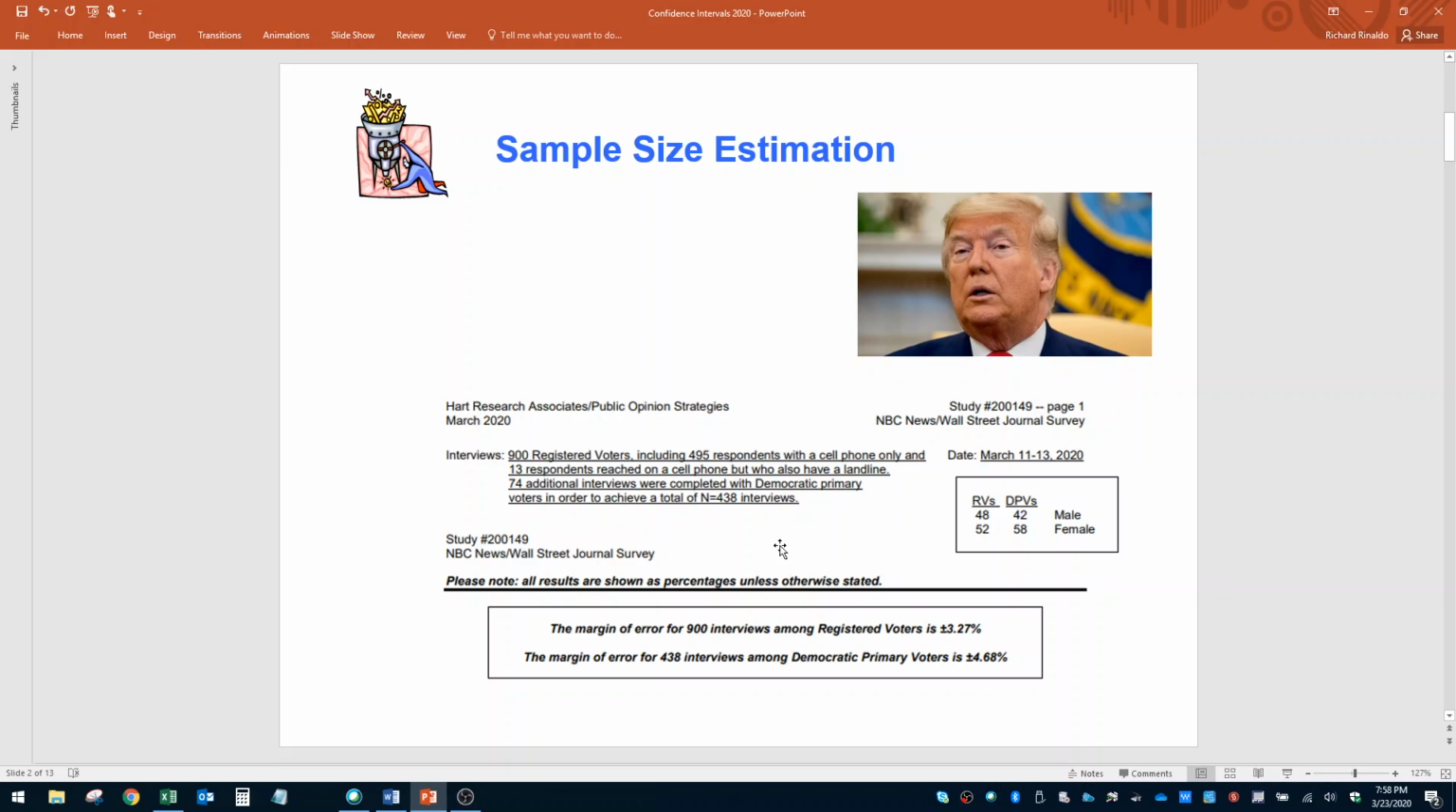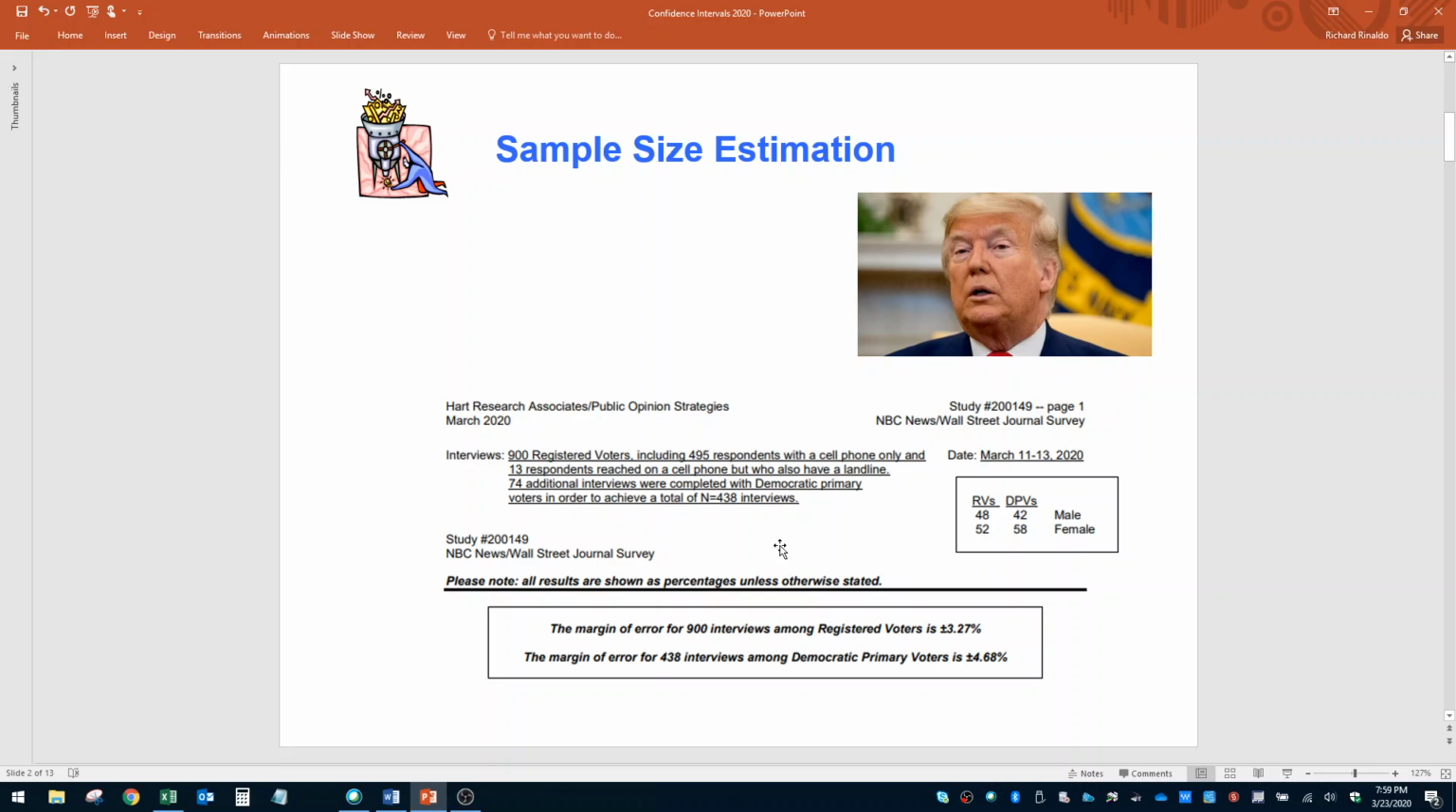They were commissioned by NBC News Wall Street Journal to run it. As I can see here, the sample size was 900 registered voters. They give a little breakdown in terms of cell phone and landline, and we're just going to focus on the 900. That's 900 registered voters used to estimate the percentage of registered voters who would vote for Trump. And what we're going to focus on is the margin of error. So the margin of error, as it says in the bottom box, for 900 interviews among registered voters is plus or minus 3.27%.